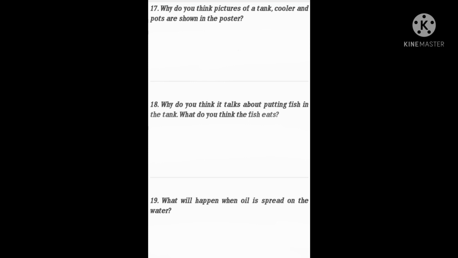Question number 19. What will happen when oil is spread on the water? Answer. When oil is spread on water, the eggs and larvae of mosquitoes growing there would be killed.